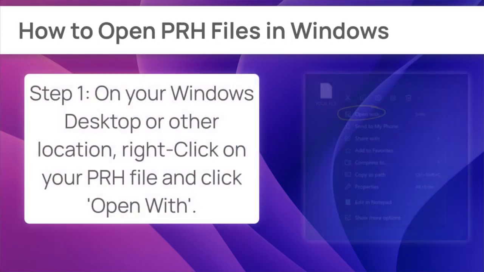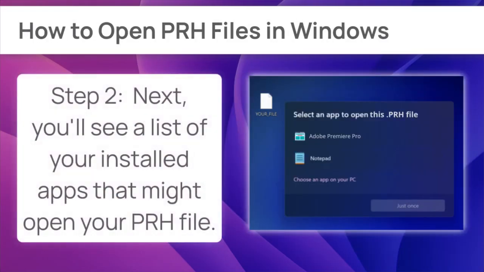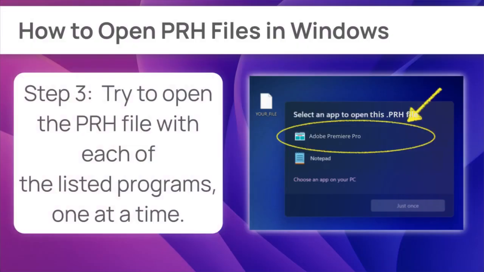Open the menu by right-clicking your PRH file and choosing Open With. Try Adobe Premiere Pro first. If it's absent, select another program. This trial and error process is crucial for troubleshooting.